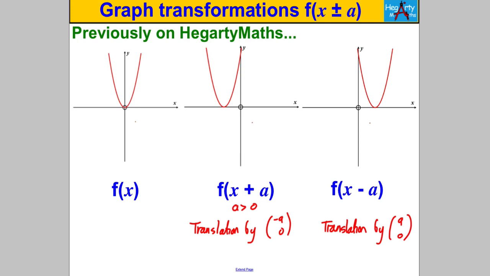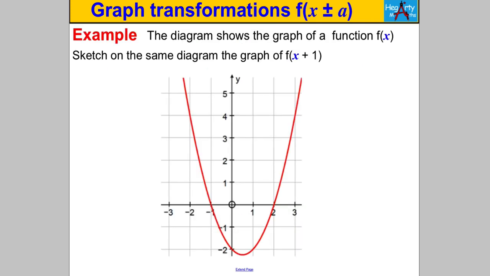Let's try some questions at last. Pause the video, have a go here. So we're given the function f of x in the diagram. We're asked to draw f of brackets x add 1. We should know straight away that that's a translation, and it's in the x direction, and it's by negative 1, 0. It moves the graph left by 1 unit.